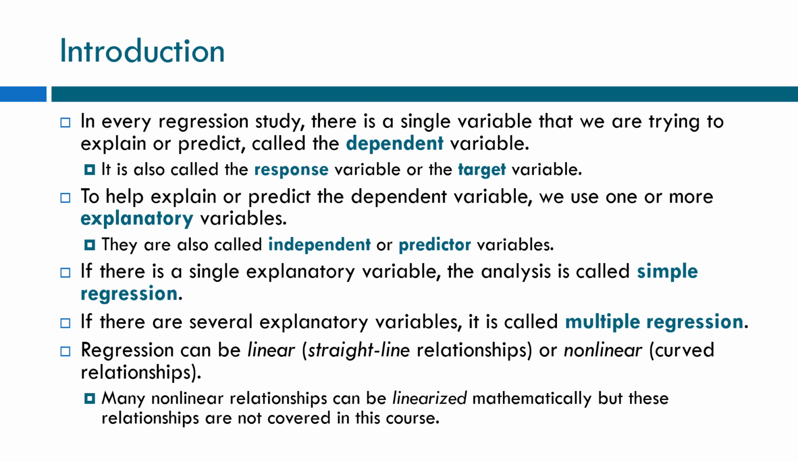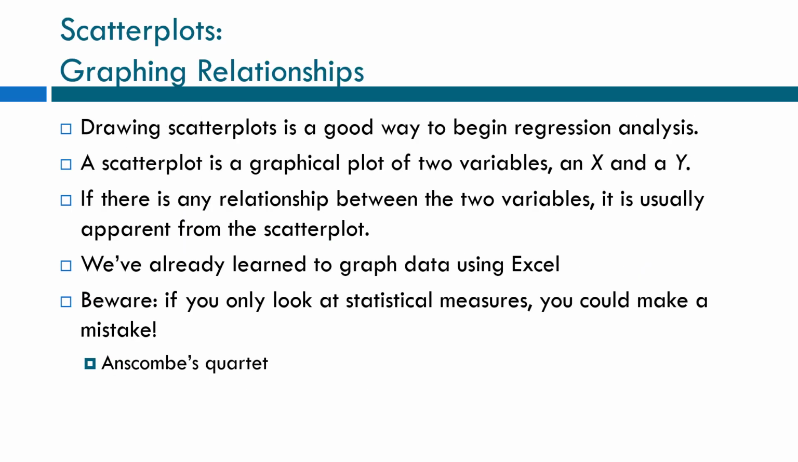The relationship between variables can be a straight line, and that's a linear regression, or you can have curved relationships. And if you have a curved relationship, you can manipulate your data mathematically to give you a linear relationship that you could then analyze. We aren't going to be looking at those in this course. Now your visual system is really good at detecting patterns in data. So a really good way to start analyzing data is just to make a scatter plot between x and y, and this allows you to look visually at whether or not you can detect a pattern. We have already looked at how you graph data using Excel, but be careful, if you're only looking at statistical measures, you might make a mistake.